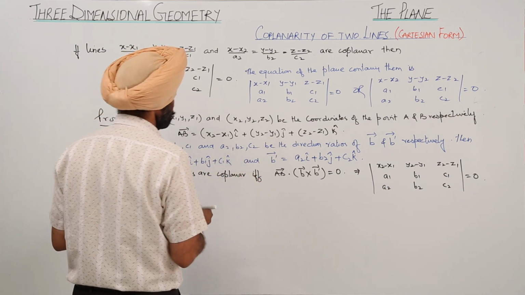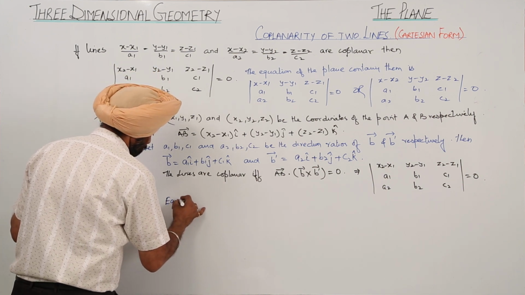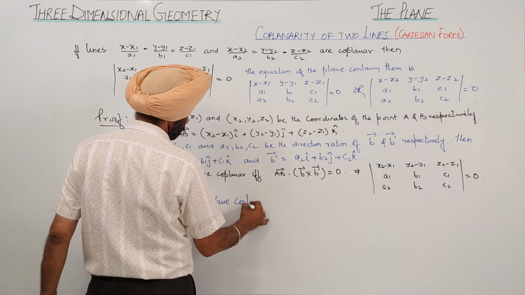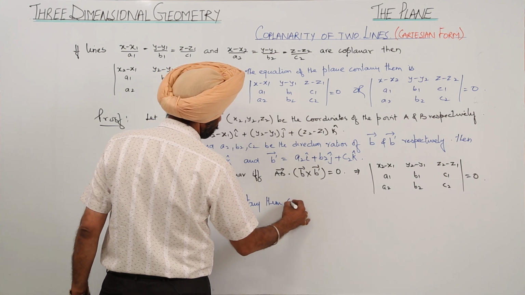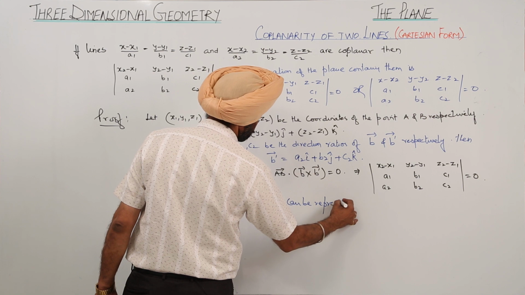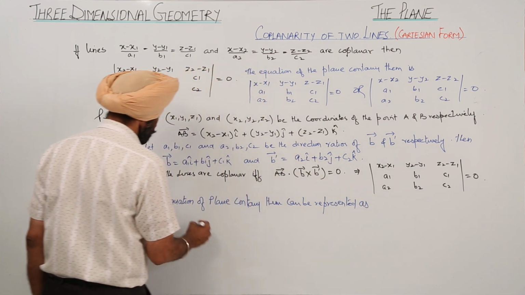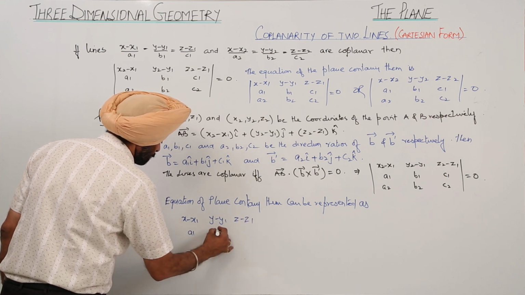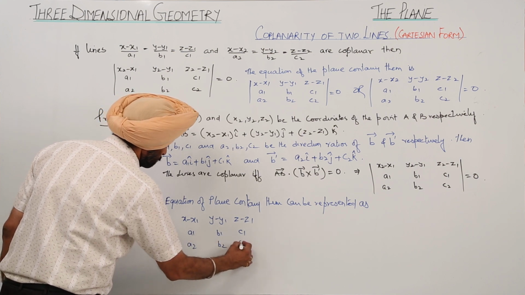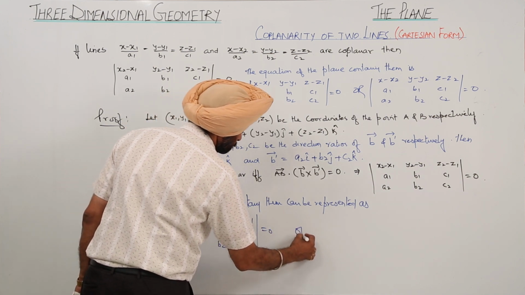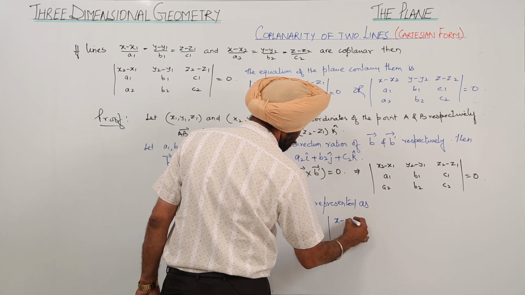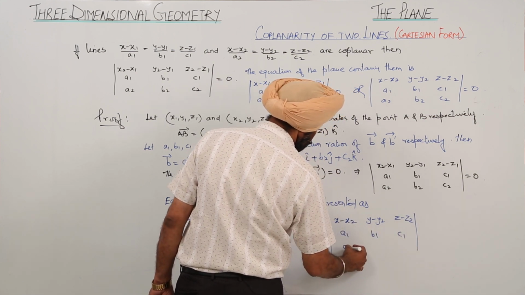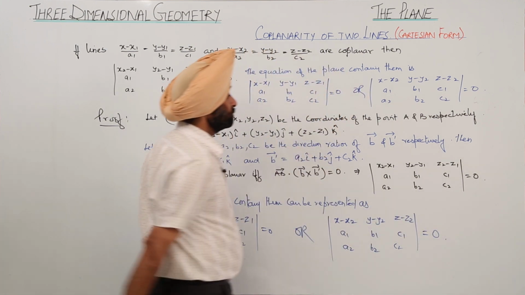Now the equation of the plane containing them can be represented as the determinant with rows x minus x1, y minus y1, z minus z1; a1, b1, c1; a2, b2, c2, is equal to 0, or the determinant with rows x minus x2, y minus y2, z minus z2; a1, b1, c1; a2, b2, c2, is equal to 0. So, this is in the Cartesian form.